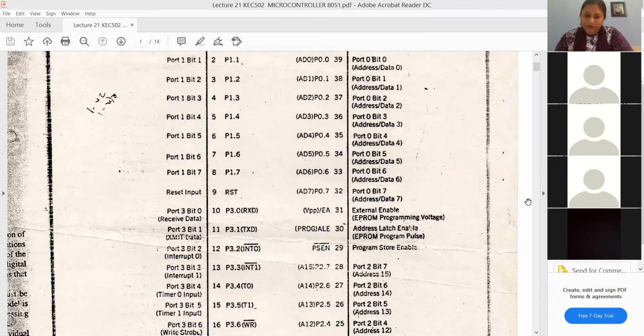The only difference is that it is having one extra timer counter, and another thing is that it is having 8K of ROM or EPROM. If you are using EPROM, then it is having 8K of EPROM. And even RAM is 256 bytes. So this is the only difference between 8051 and 8052. They both are pin compatible.